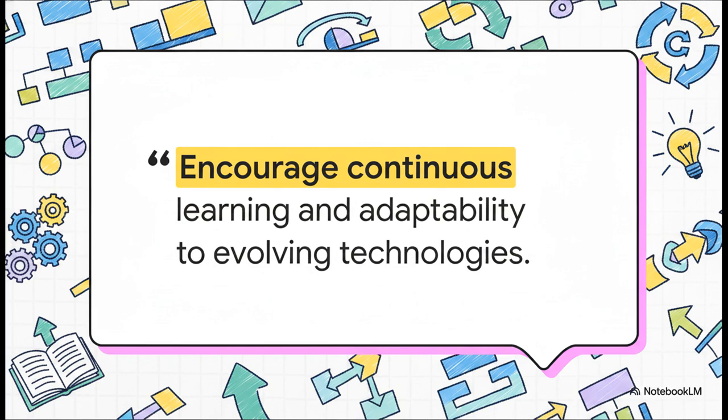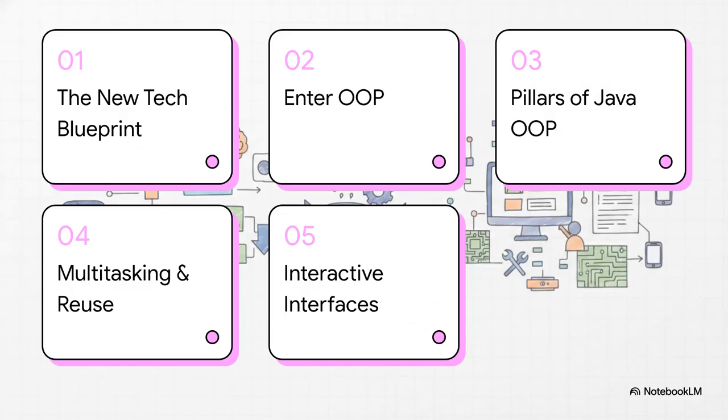But look, before we write a single line of code, it's absolutely crucial to grasp the philosophy behind the curriculum. The end goal here isn't just to memorize a specific coding language. I mean, let's face it, languages come and go, right? As this objective perfectly highlights, the real mission is building adaptable, lifelong learners, people who can tackle constantly evolving tech challenges. Really, it's all about learning how to learn. So to get there, we're going to cover 5 main areas: the new tech blueprint, enter object-oriented programming, the pillars of Java OOP, multitasking and code reusability, and finally, building interactive user interfaces.